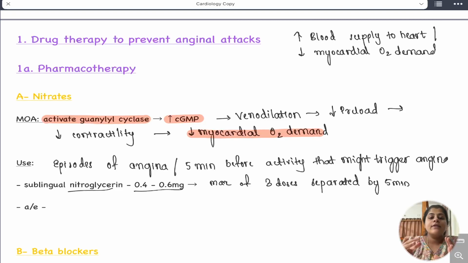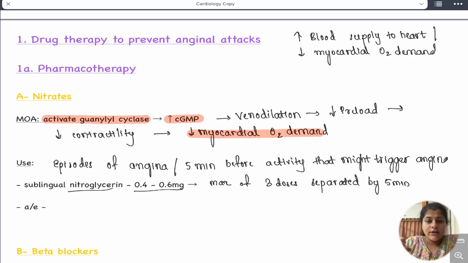Imagine the patient is having an anginal attack. What are the features of angina? They'll say it's a smothering or squeezing type of pain, right? It can radiate to the shoulders, to the arm, to the jaw, or to the abdomen. They'll know the type when they are having angina.